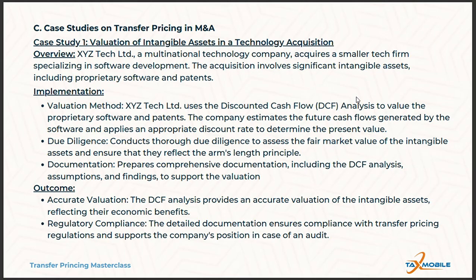Now, with respect to due diligence, the company conducts thorough due diligence to assess the fair market value of the intangible assets and ensure that their valuation adheres to the arm's length principle. With respect to documentation, comprehensive documentation is prepared, including the discounted cash flow analysis, key assumptions, and findings to support the valuation. Definitely, the outcome is accurate valuation.